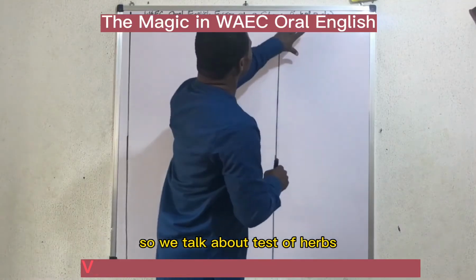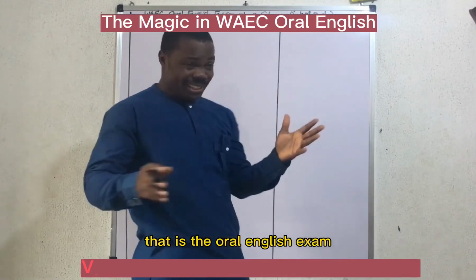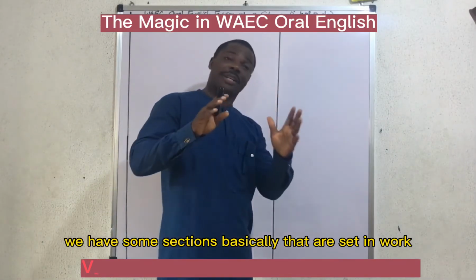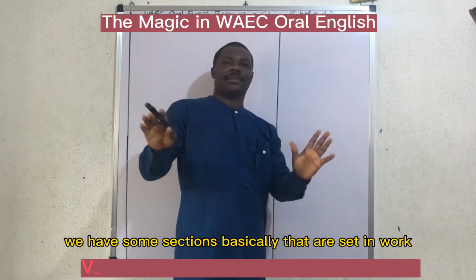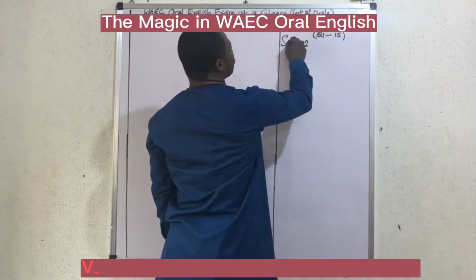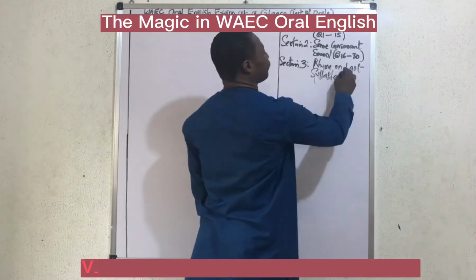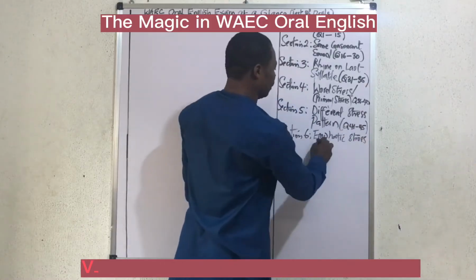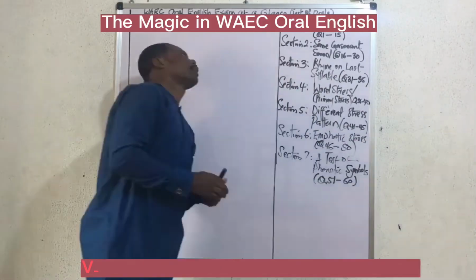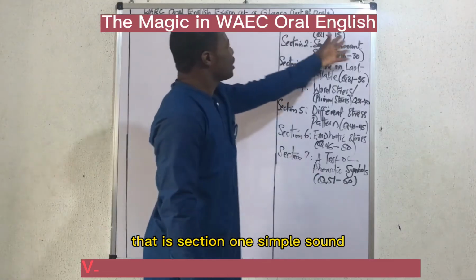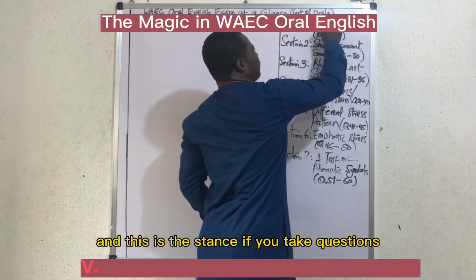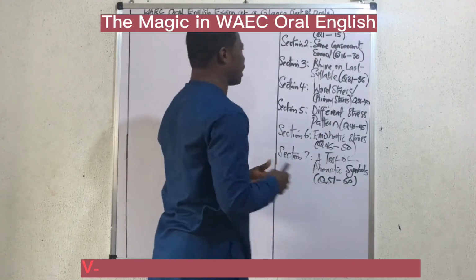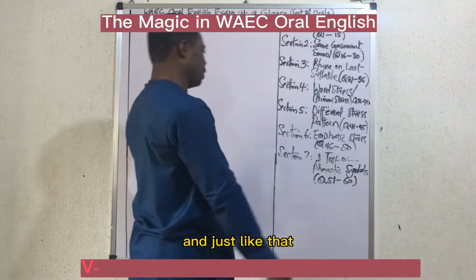So I want to talk about test of orals. That is the oral English exam, paper 3. English language paper 3, we have 7 sections basically that are set in WAEC. That is section 1, same vowel sound, and this is tested in 15 questions, that is from question 1 to 15. And then section 2, same consonant sounds, question 16 to 30, and just like that.